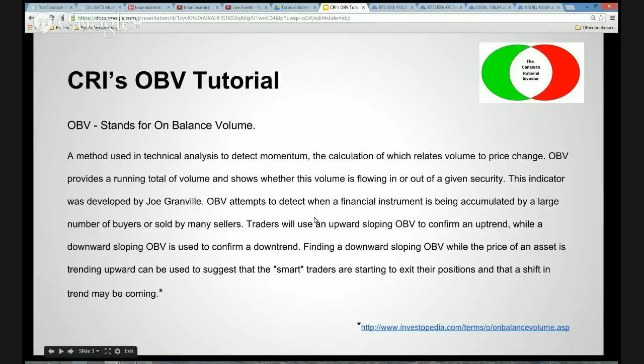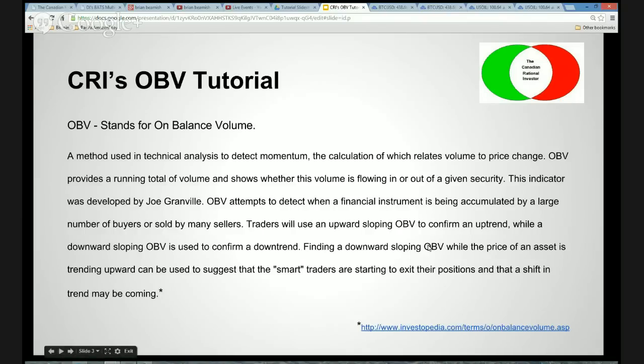OBV attempts to detect when a financial instrument is being accumulated by a large number of buyers or sold by many sellers. Traders will use an upward sloping OBV to confirm an uptrend, while a downward sloping OBV is used to confirm a downtrend. Hopefully this seems fairly intuitive. The long and short of it here is if money's flowing into an issue, then it's bullish. If money's flowing out of an issue, then it's bearish.